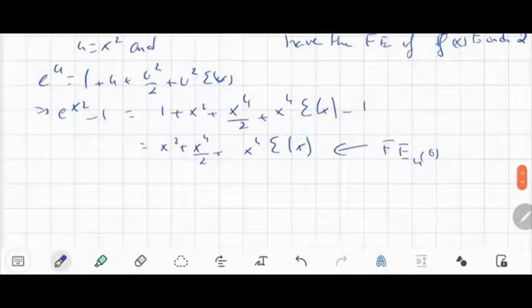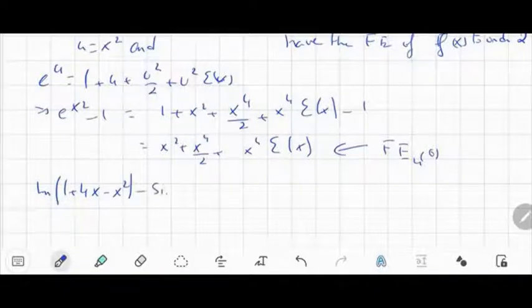Now what about ln of (1 + 4x − x²) − sin 4x? We need to calculate the expansion to the order 4. And again, I'm doing it to the order 4 to finish with an order 2, hoping that the term of order 2 is not 0, because if it's 0 we need to push the expansion further in order to find the position of the tangent with respect to the graph of f.